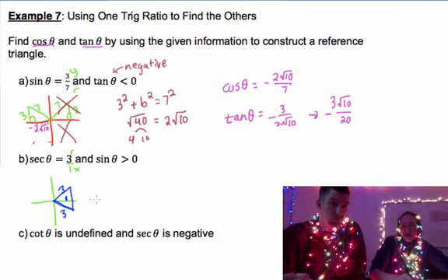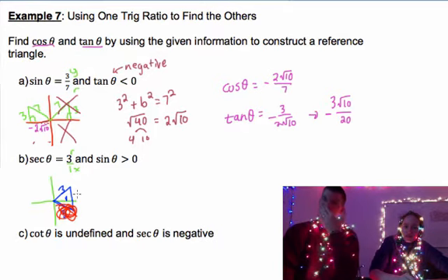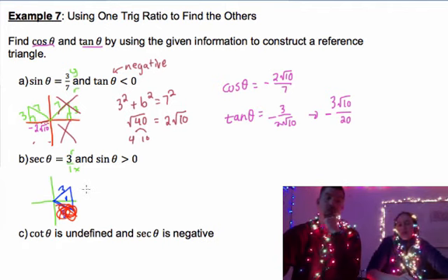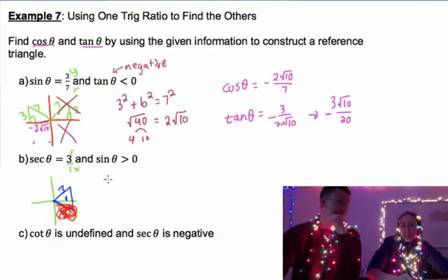Sine has to be positive, and sine is positive only in the first and second quadrant, but they overlap in the first. So that's the one we want, the one in the first quadrant. So we need to find the third side. Now, some of you may be inclined to put square root of 2 here. Don't do that. That's a vicious lie. We need to find it using the Pythagorean theorem.